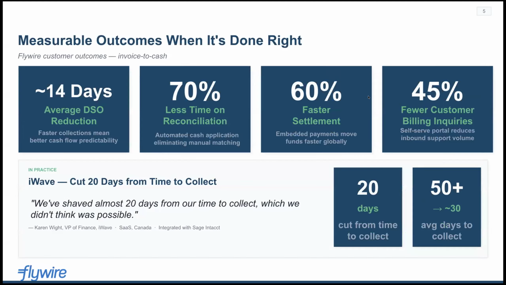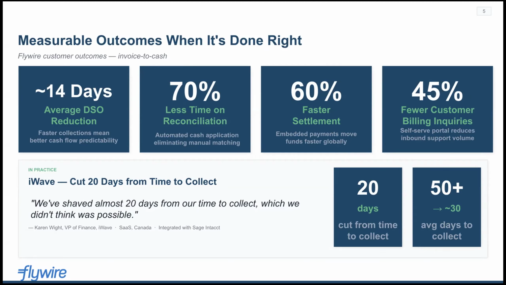So what does happen when organizations actually address these challenges? When teams connect those workflows, they reduce the manual effort, and here's what they're commonly seeing. Approximately a 14-day reduction in DSO. That's huge for a lot of teams when you consider net payment terms, all of that fun stuff. A 70% decrease in the time spent on reconciliation. 60% faster settlement, again, going back into the payments piece and actually getting funds from a global perspective. And then 45% fewer customer billing inquiries.